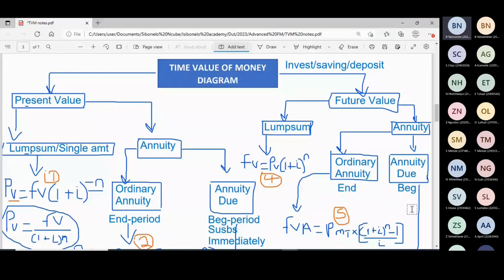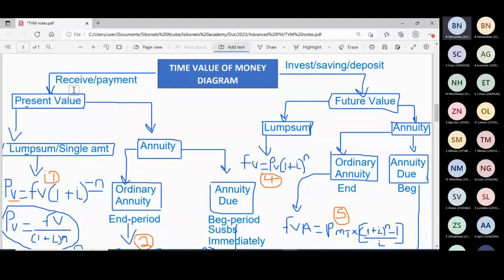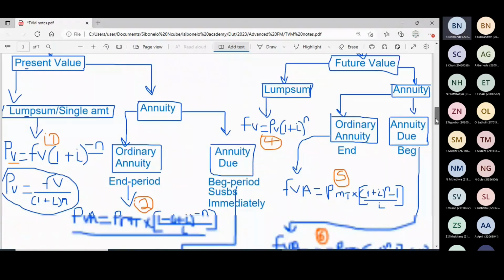And then the key word for present value is receive, or payment. So if you see these key terms, when the person is receiving, when you receive now, when you pay now, these are key terms that will indicate to you that you are dealing with a present value. So I will explain this when we get to scenarios just now.